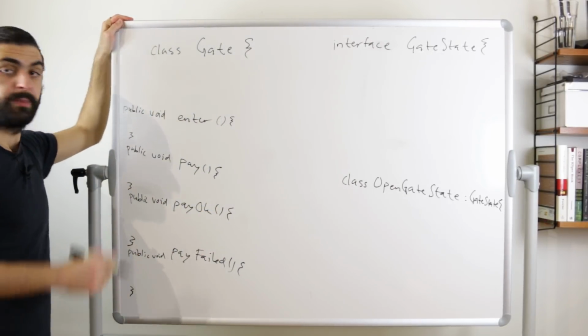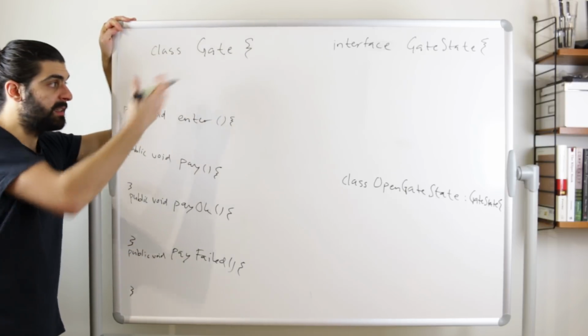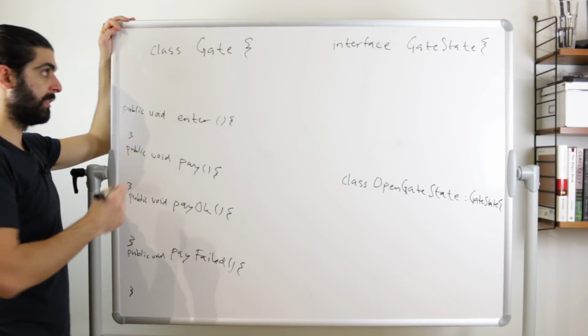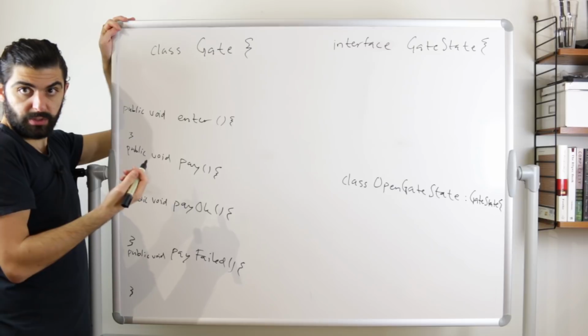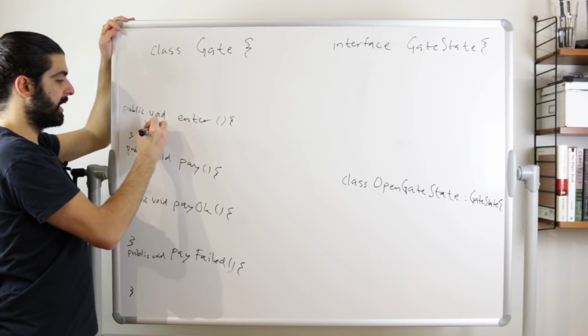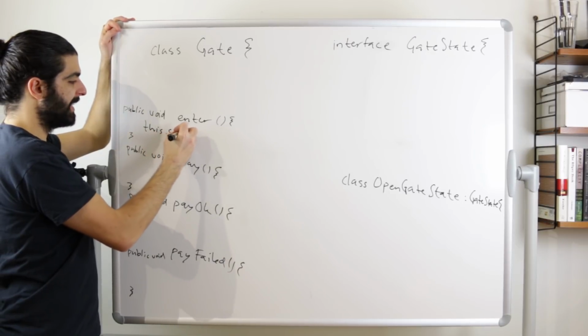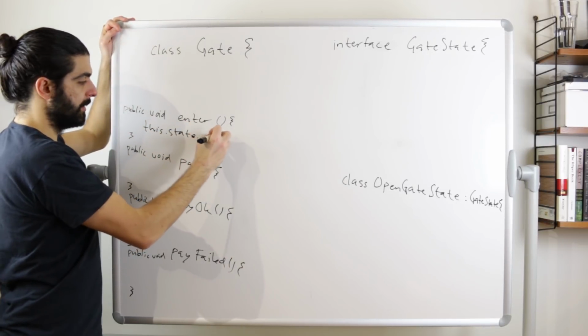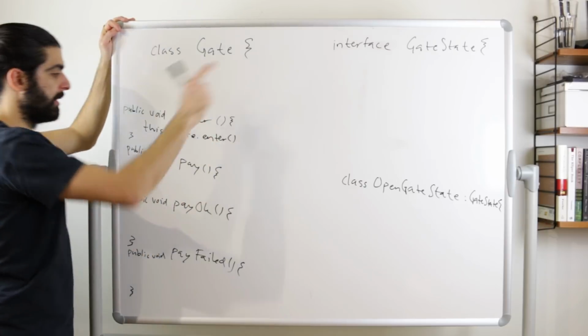And what are the implementations? Well, the point is, as we said before, that these simply delegate. So the enter method should delegate to a state that it should have. We haven't written this yet, but let's just draw it up. What would happen is that we would say this dot state dot enter. We delegate to the enter method of the state.